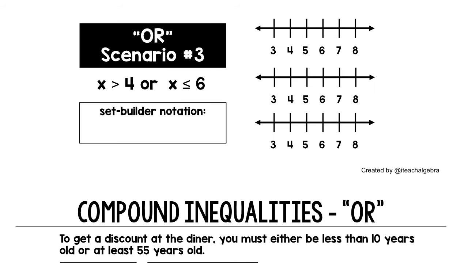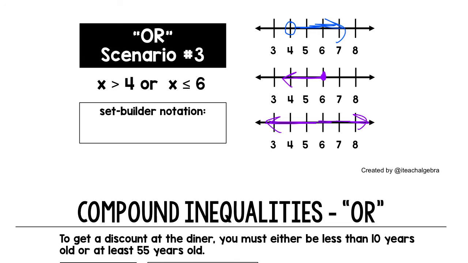Last one of the "or" scenarios. We've got x is greater than 4. It's going to go towards the right. And we also have x is less than or equal to 6. So we have a dot on 6 and shade to the left. Well, if we put these together, they overlap here, right? They're both shading on 5 and 6. So that means we're going to be able to shade the whole line.